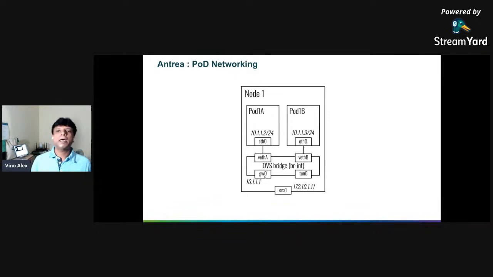A gateway will be created, and all your pod subnets point to that gateway, and a tunnel will also get created. This is a simple illustration of how your pod looks after you deploy the Antrea CNI.